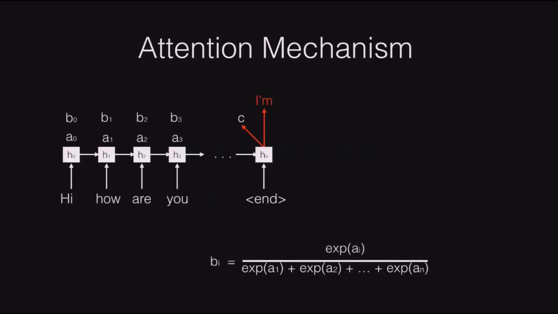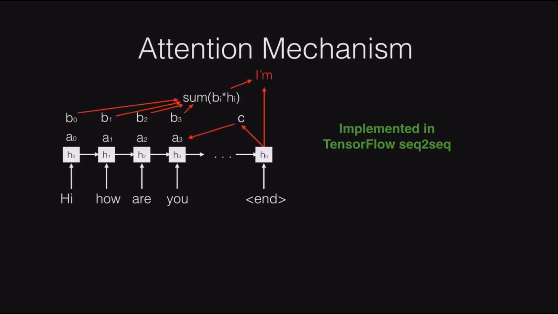After you have those scalars, you compute something called beta, which is basically a softmax of all the alpha. To compute that, b_i is the exponential of a_i divided by the sum of exponentials. Then you take those b_i and multiply by h of i, take the weighted average, the sum, and send it as an additional signal to predict the word and.